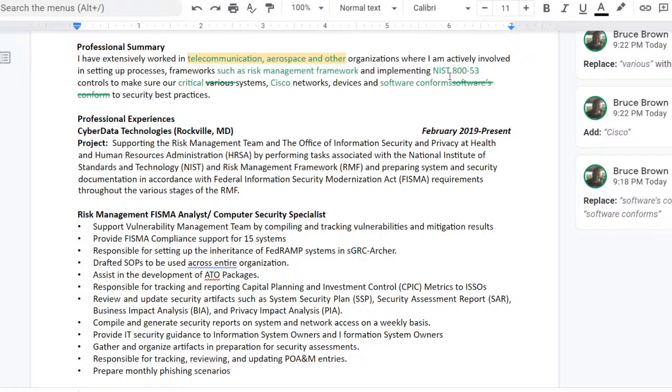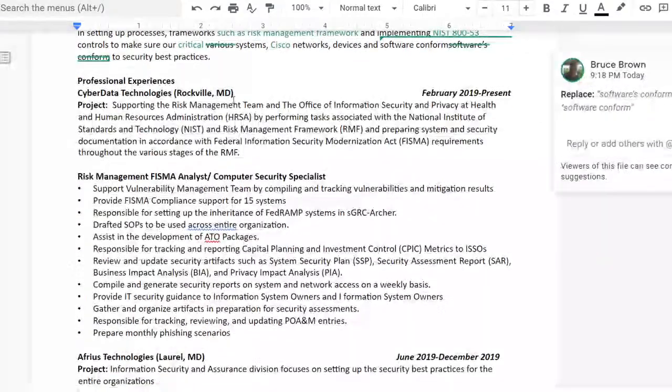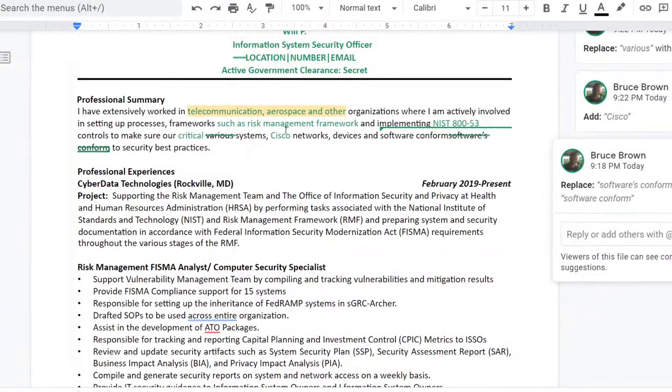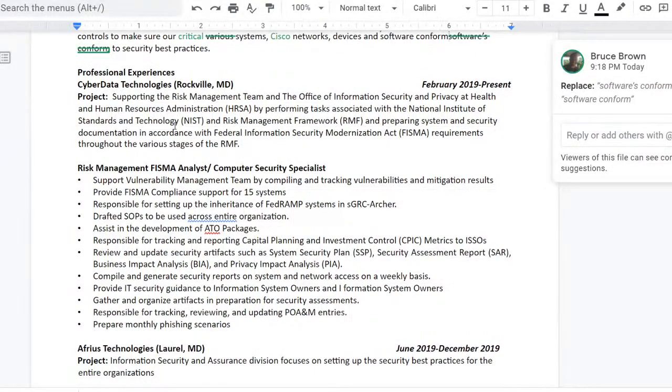conform. That's okay. Yeah, I gotta get rid of the S there. Software conform to security best practices. Yep. Okay, that's a little better. I mean, we got a couple keywords in there. I'd probably stuff way more in there and take time to do that, but it is what it is. So the rest of this is actually looking pretty solid.